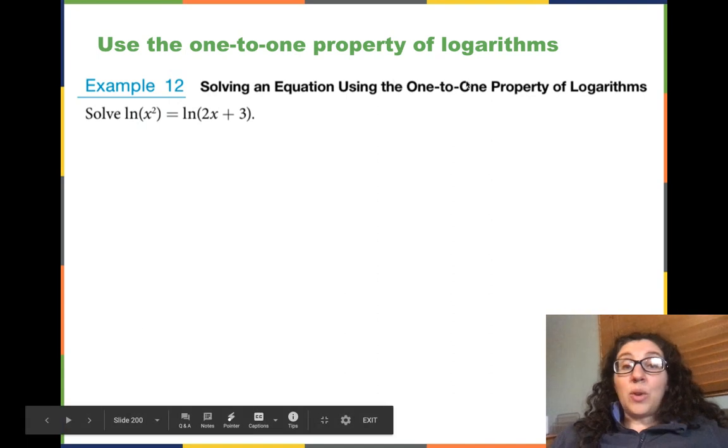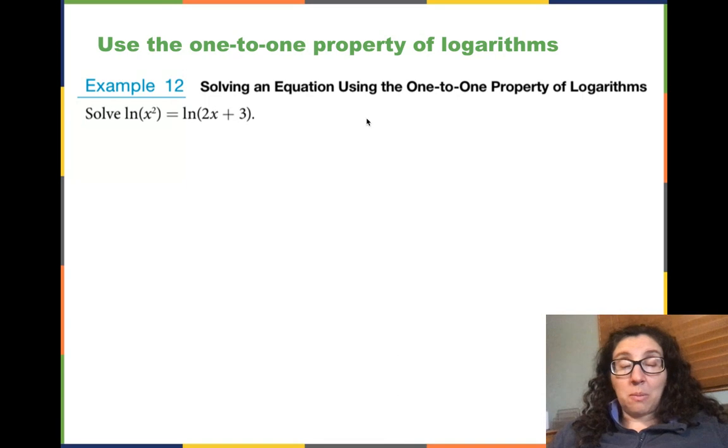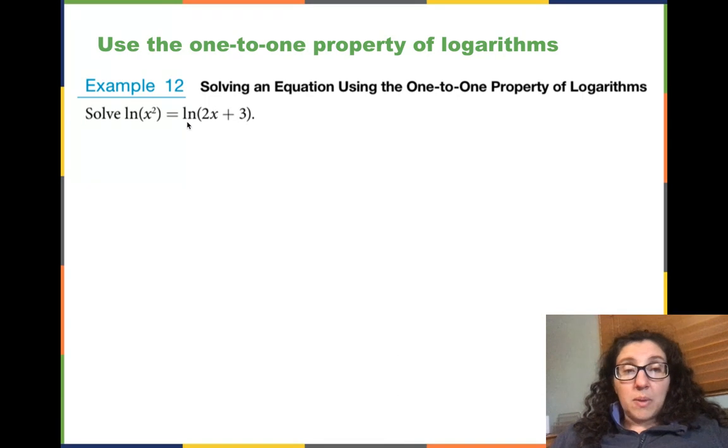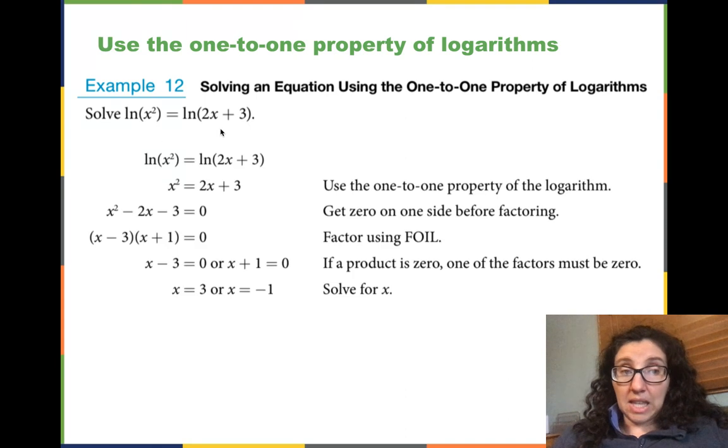All right, so now we're going to use the one-to-one property of logarithms, right? We talked about that at the beginning for exponentials, but this is also true for logarithms. If you have the log of something equals the log of something else, you know that the things inside are equal to each other. Okay, so that's the key thing here.